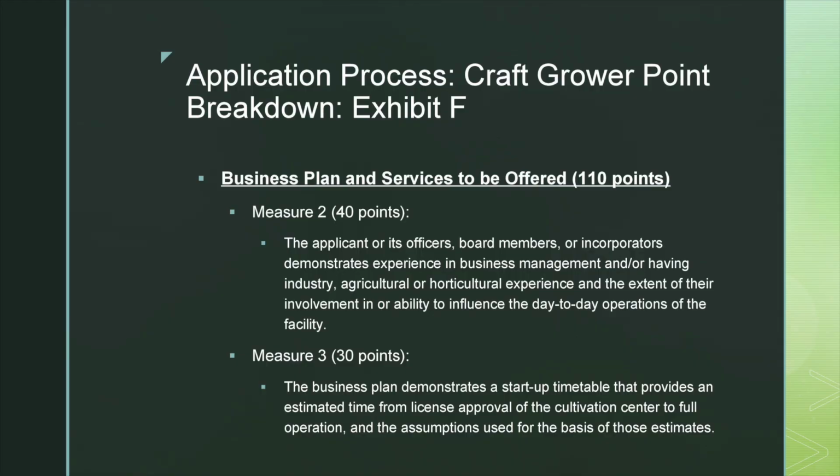Slide 27. Measure 2 of the business plan and services to be offered. Measure 2 is 40 points. The applicant or its officers, board members, or incorporators demonstrate experience in business management and are having industry, agricultural, or horticultural experience. And then measure 3, 30 points. The business plan demonstrates a startup timetable that provides an estimated time from license approval of the cultivation center to full operation and the assumptions used for the basis of those estimates.